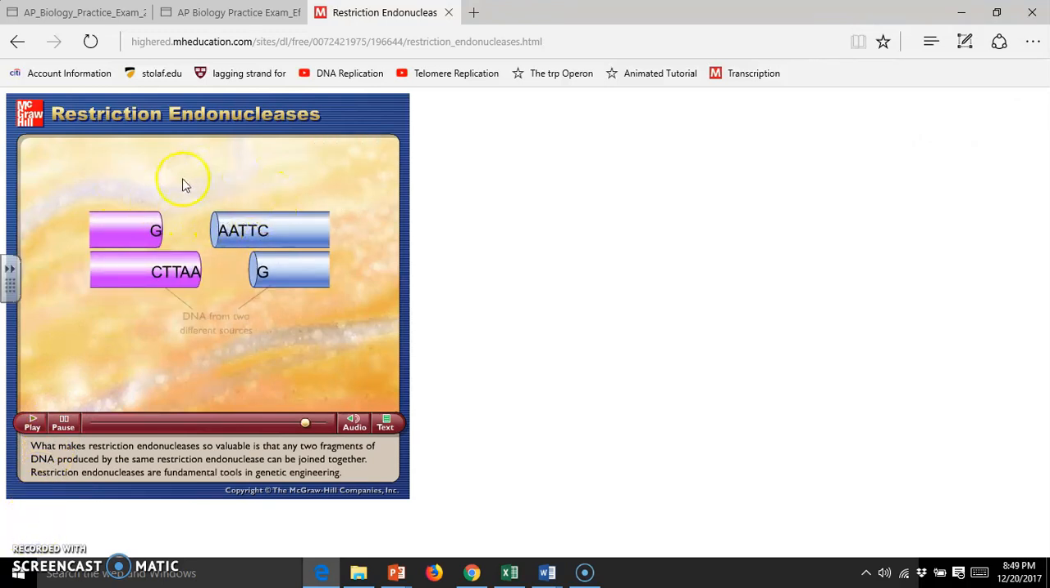So what I want to point out here is that these two DNA samples, the purple one and the blue one, were both cut with the same restriction enzyme, EcoR1. And because of that, they have complementary sticky ends, these AATT, TTAA. And because of that, if you put them together, they're going to anneal, and then they can be glued together with DNA ligase.